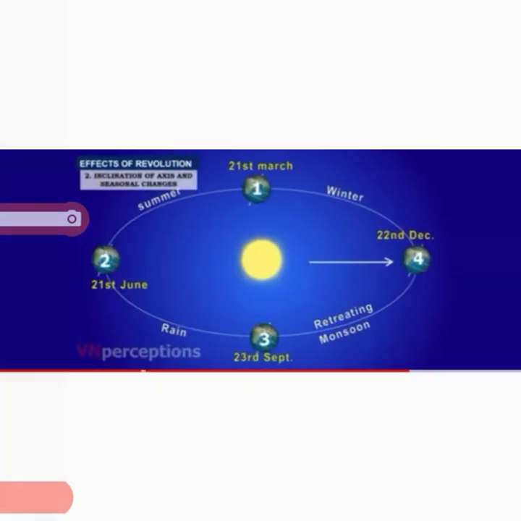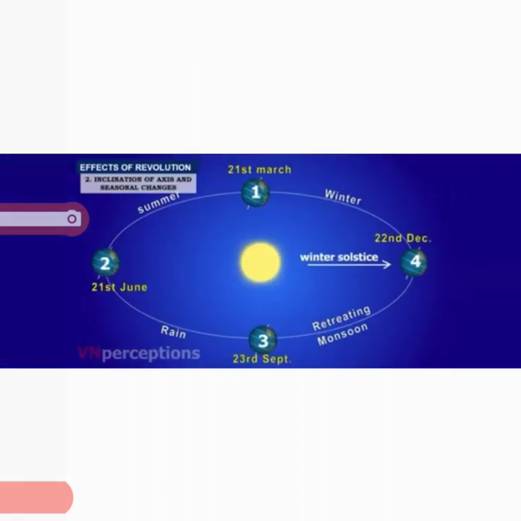And as we come to the fourth position, the date is 22nd December. The southern hemisphere is facing the sun and the vertical rays of the sun fall on the Tropic of Capricorn. And this is the time the northern hemisphere experiences winter solstice.